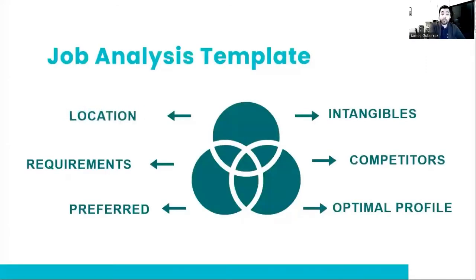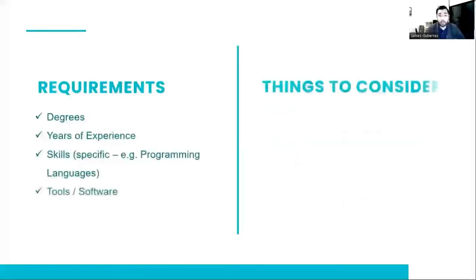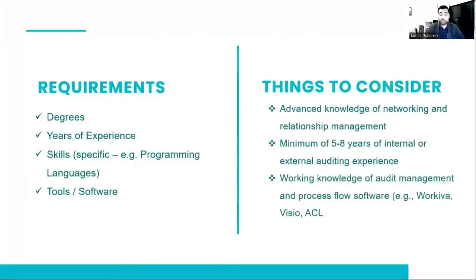Next, we go into requirements. Now, these are the required qualifications for the role. This can be said a multitude of different ways on a job description. For example, you can see it as basic requirement, minimum requirement, must have. Different companies will put this in different ways. Basically, what you're looking for are the degrees, years of experience, specific skills, tools or software. What does a candidate need to have in order to be qualified for the role?